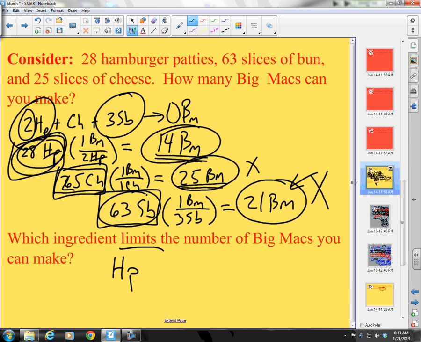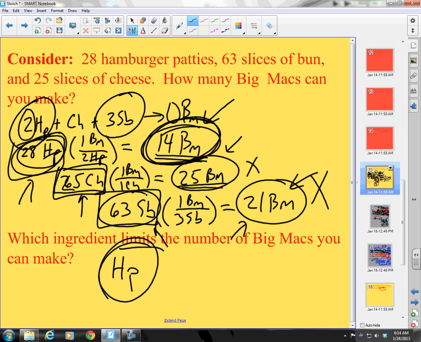And we had 28 hamburger patties, and we wanted to know what's my limiting reagent. And we decided that my limiting reagent, or what limited the number of Big Macs, was my hamburger patties, right? Because if I had 28 hamburger patties, I could only make 14 Big Macs. Whereas if I had 25 cheeses, I could make 25 Big Macs. And if I had 63 slices of bread, I could make 21 Big Macs. And we said, okay, the least amount of product indicates to us which of our reactants limits our production. And so we said we had 28 hamburger patties, and that was my limiting amount, right?